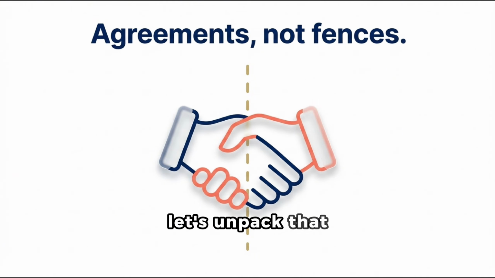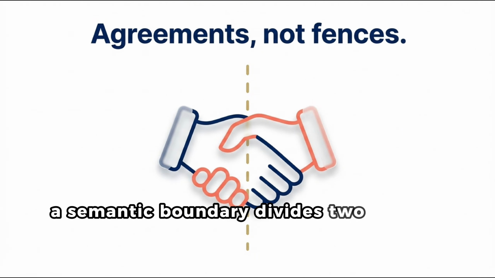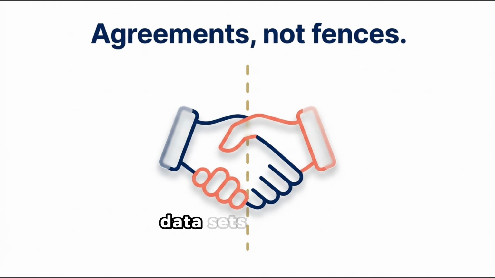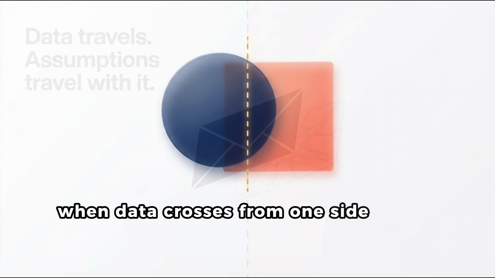Let's unpack that. A semantic boundary divides two or more systems, datasets, or teams, and marks a change in how data should be understood. On one side of the boundary, a field means one thing. On the other side, it might mean something else. Boundaries create safe places to design semantics locally so that teams can move fast. But they also create seams you must stitch carefully when data crosses from one side to the other.